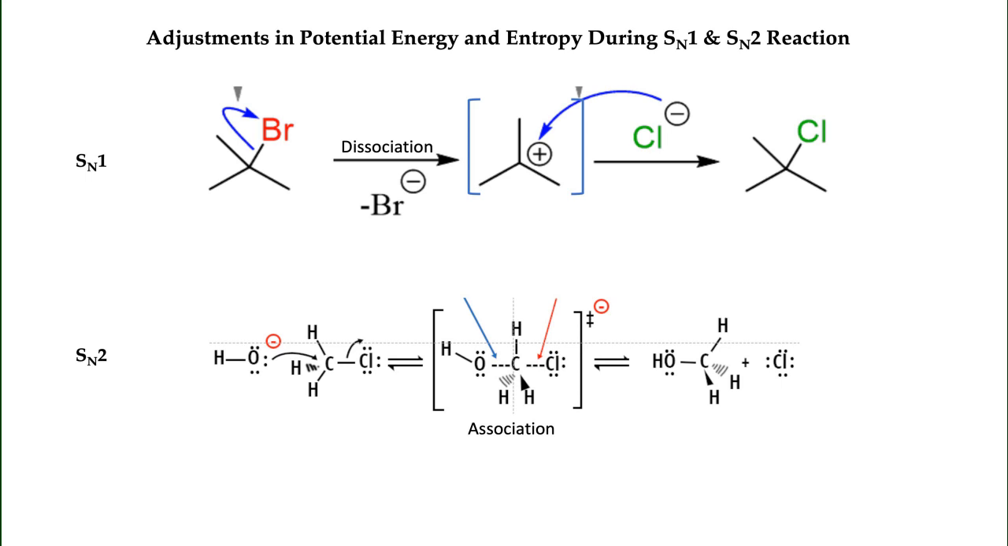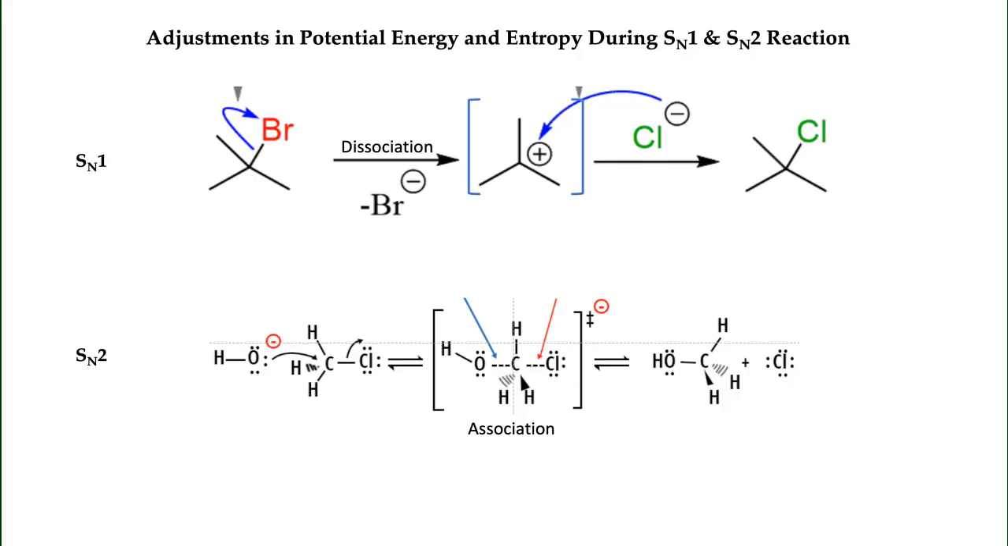To generate a product, it has to go through a transition state where it can increase flexibility, or increase entropy. That's why in the SN1 reaction, first it dissociates, and then it generates a more flexible moiety, which is the cation. Here we create more flexibility, which is basically needed for this reaction to proceed further, and then we end up with a product.